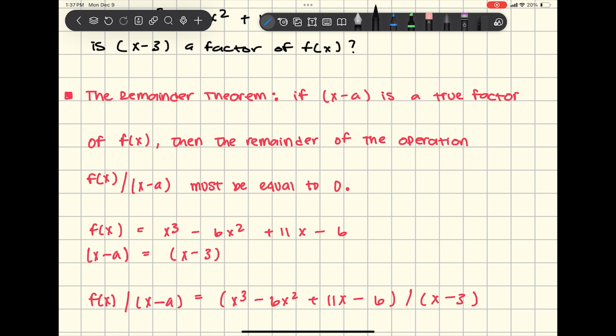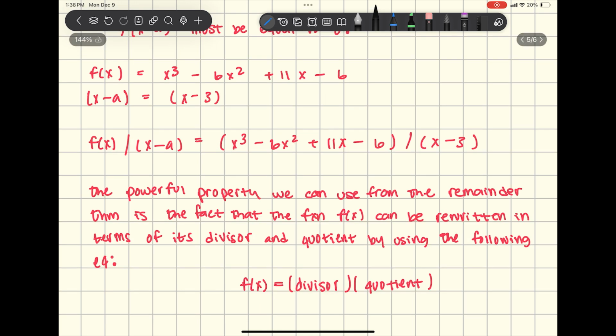Now, you don't simply use this theorem to show that the given factor is a true factor of a function f of x. You can just use the factor theorem for that and have a much easier time figuring that question out. The hidden property behind the remainder theorem that makes this theorem so powerful is described in the following sentence. The powerful property we can use from the remainder theorem is the fact that the function f of x can be rewritten in terms of its divisor and quotient by using the following equation. F of x is equal to the divisor, the thing that does the dividing, times the quotient.